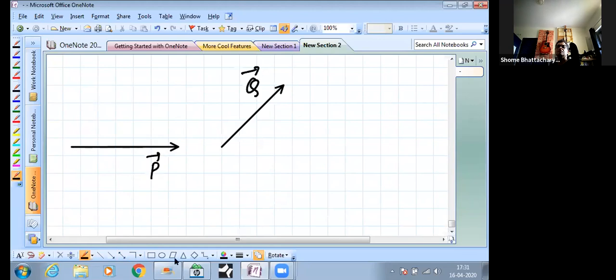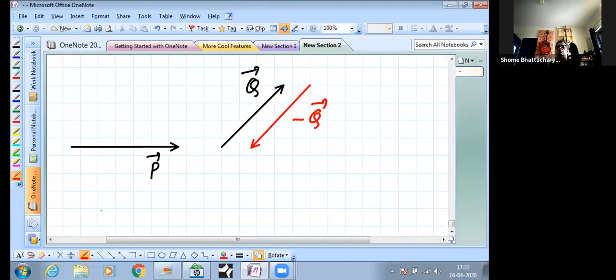Then in comparison, how will the vector minus Q look like? So that is the important thing. So the vector minus Q will be a vector which you get by reversing Q. So that means that will be a vector which is like this. It will have the same magnitude as Q. So it will be the same length, but it will be anti-parallel. This is what we mean by the vector minus Q.